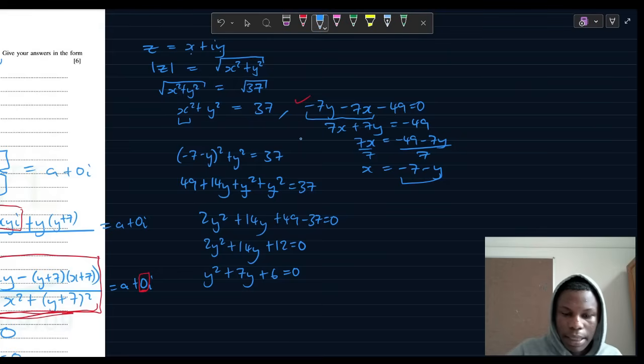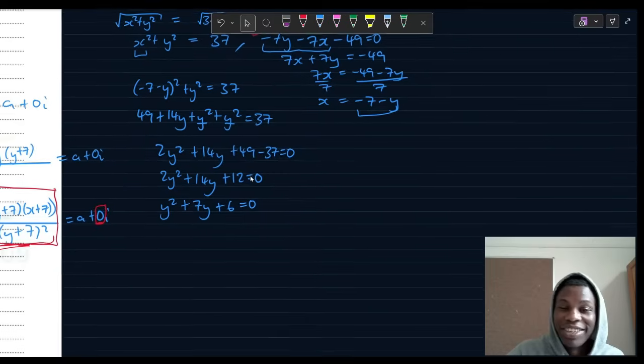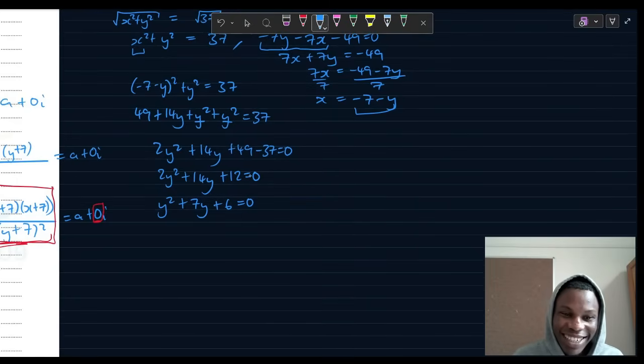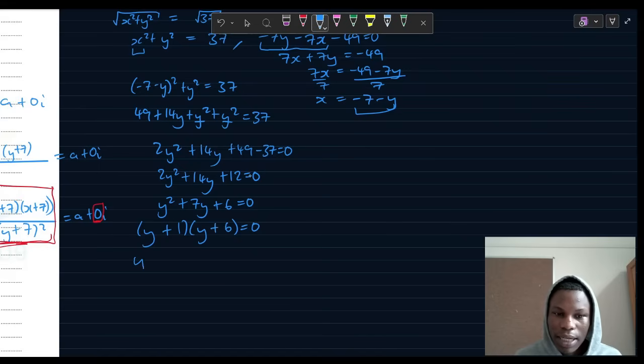And now we can factorize. Do not use the quadratic formula, factorize. So y is equal to 0. Factors of 6 that add up to 7. So that's positive 1 and positive 6. So either y is negative 1 or y is negative 6.